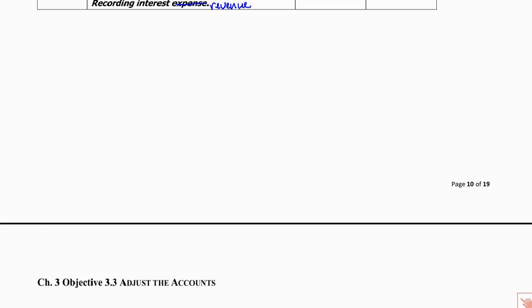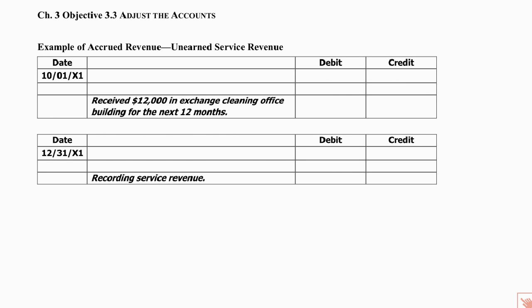I think that does it for our accruals. Oh no, I take it back. Here's another one, very popular, common one, unearned service revenue. So you receive $12,000 in exchange for cleaning an office building for the next 12 months. And you got that on October 1st. What are you receiving? Cash. What are you giving? You're giving a promise to provide a service. So we're going to call that account unearned service revenue. If something happens where you close your company, you'll be liable to pay them the money back. And the amount is 12,000.